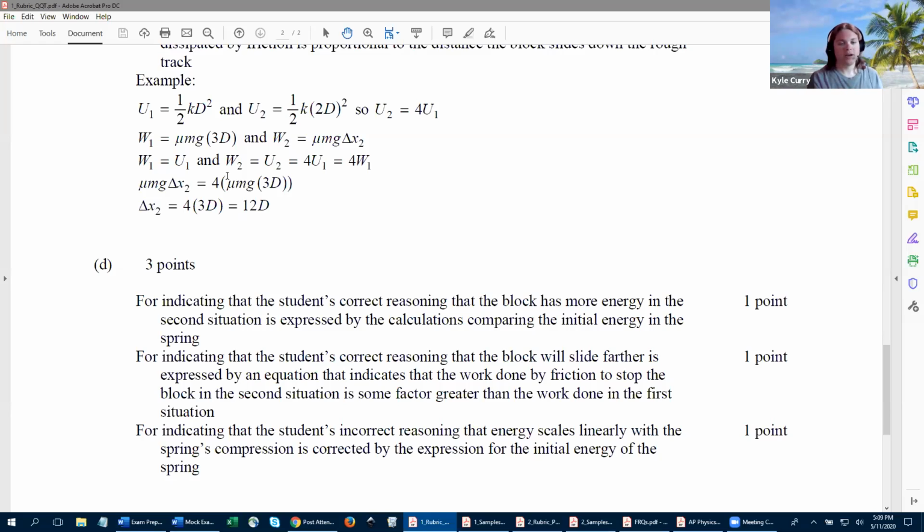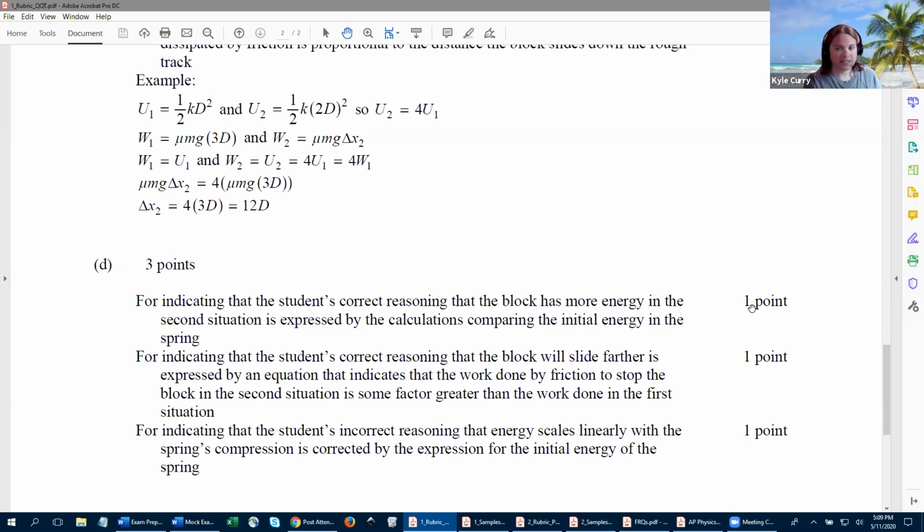Then the third point, for indicating that the student's incorrect reasoning that energy scales linearly with the spring's compression is corrected by the expression for the initial energy of the spring. If there is some reference that this quantity D has to be squared, or that distance that the spring is compressed is squared, and that's actually highlighted with the spring potential energy equation, then we're golden there.